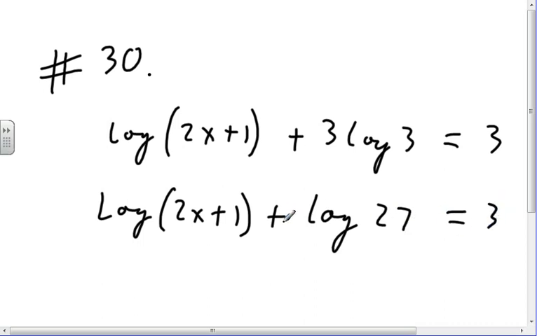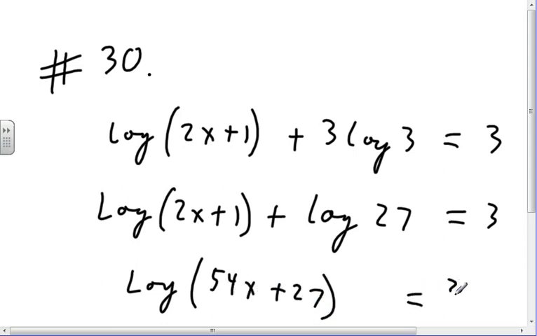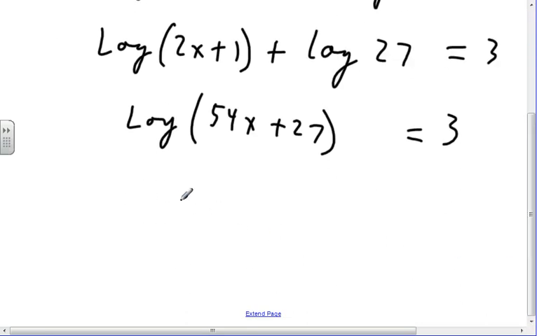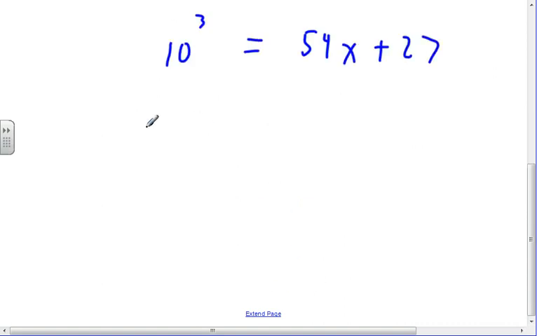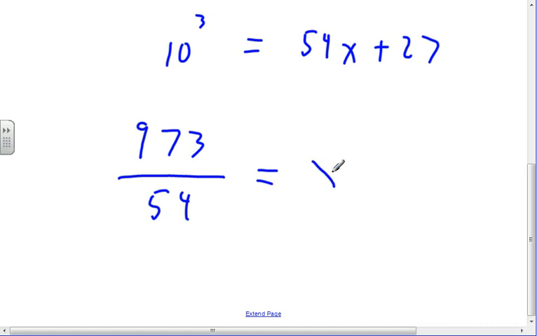When I add logs, it's the same as multiplying. So log of 54x plus 27 is equal to 3. So that being the case, 10 cubed is equal to 54x plus 27. Okay, so that'd be 973. 973 divided by 54 is equal to x.